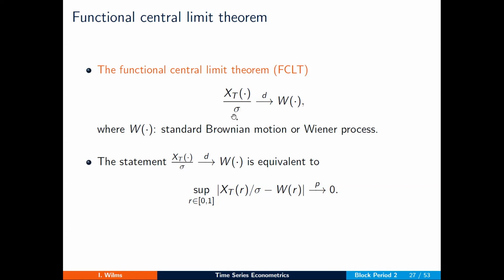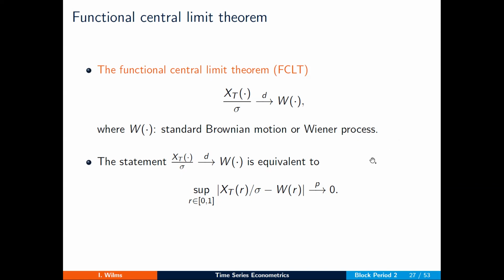So this guy over here is a random function. The limit should also be a function with increments distributed as a normal. And that is exactly our standard Brownian motion process. So we have here actually a central limit theorem on functional spaces.